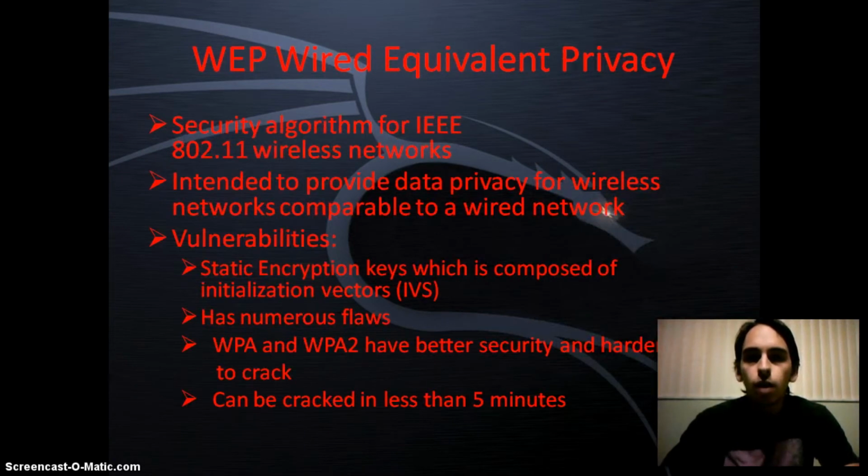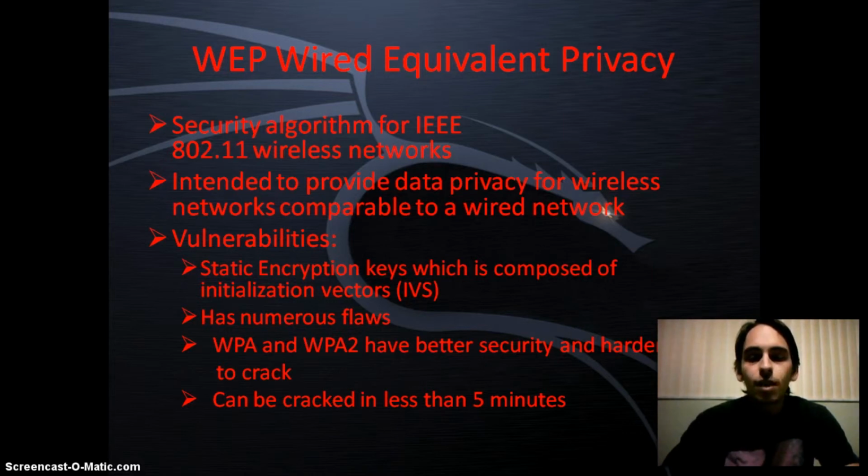WEP stands for Wired Equivalent Privacy. WEP uses a security algorithm for IEEE 802.11 wireless networks. It is intended to provide data privacy for wireless networks comparable to a wired network. WEP has many vulnerabilities. One is its static encryption key, which is composed of initialization vectors, IVs, which is what is used to crack a WEP.